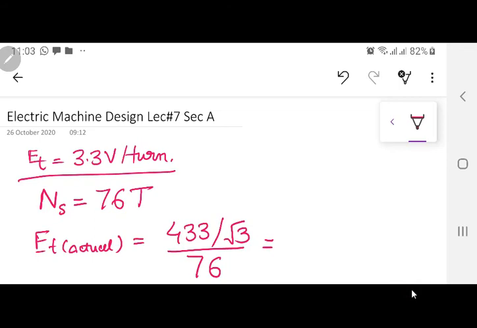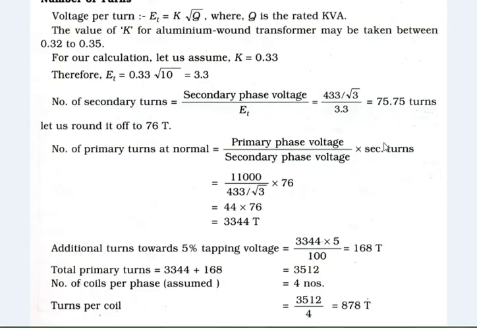You had found ET as K under root S. Now since you have rounded off the number of turns to 76, you are finding your actual ET, which is equal to... No, it was not 75, it is 76. 75.75 turns rounded off to 76 turns.